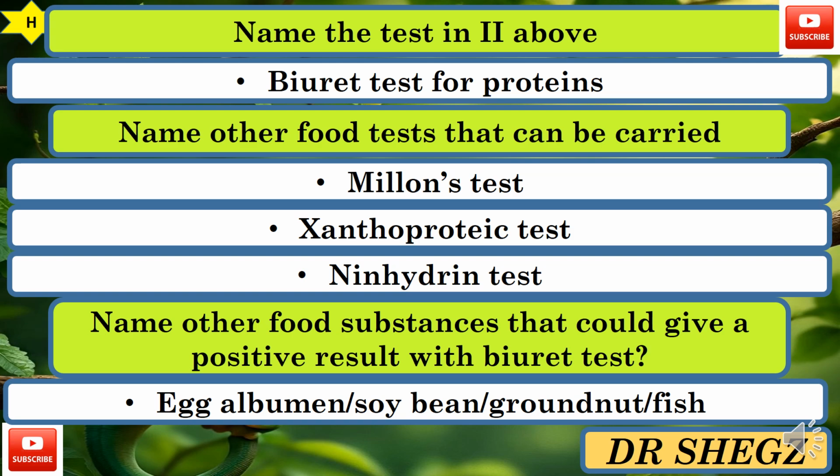Now, the second test that was carried out above is a Biuret test for proteins. Other tests that can be carried out on proteins include Millon's test, xanthoproteic test, and hydrogen test to assay for the presence of protein. Food substances that we can carry out this test on: you have egg albumin, soybean, etc.